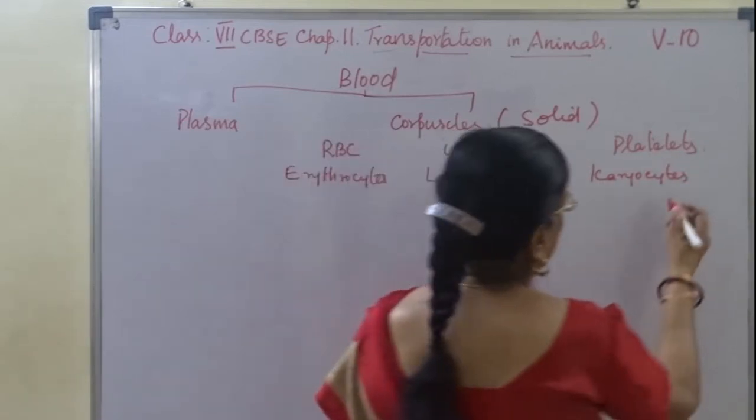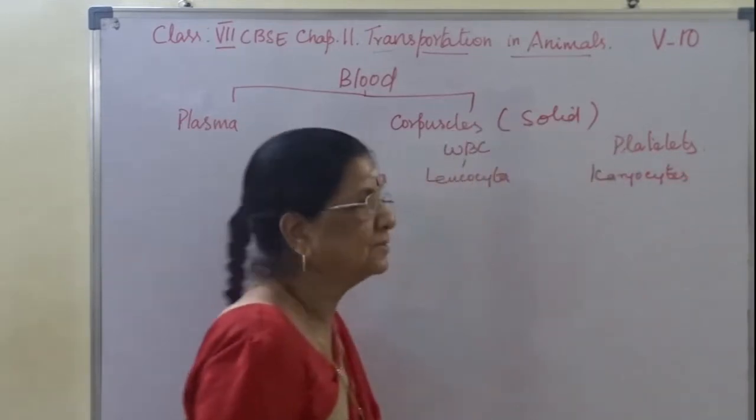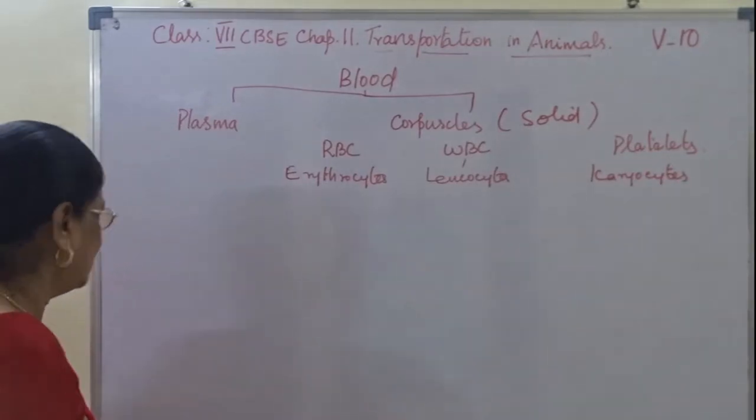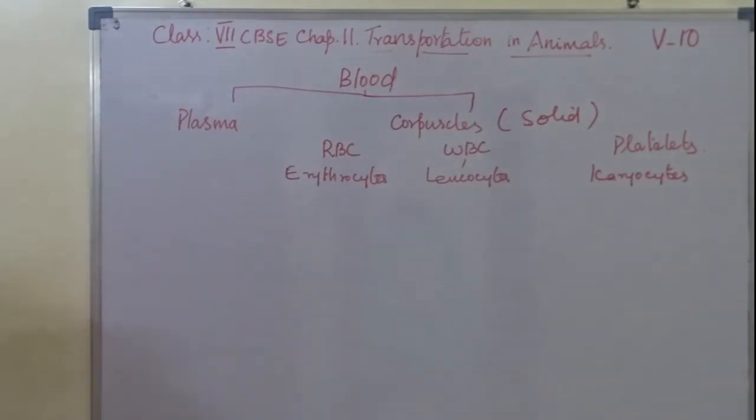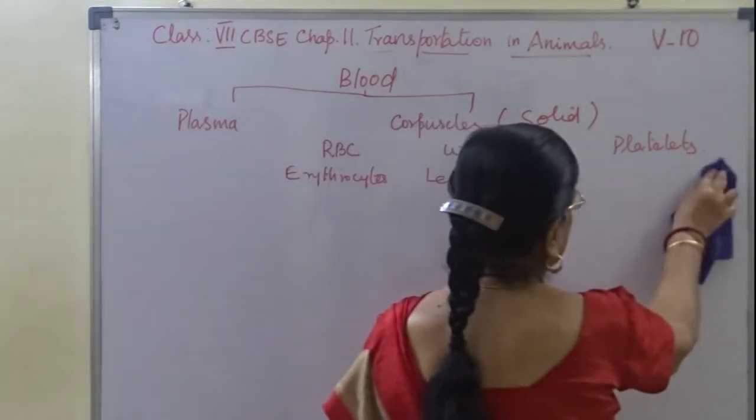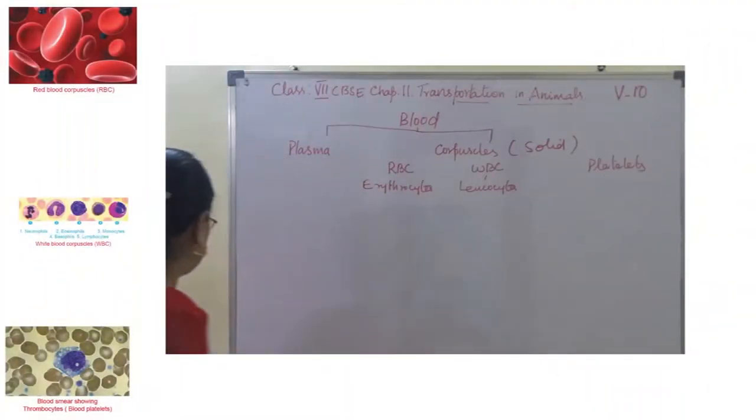Leukocytes and megakaryocytes. They are the blood platelets.